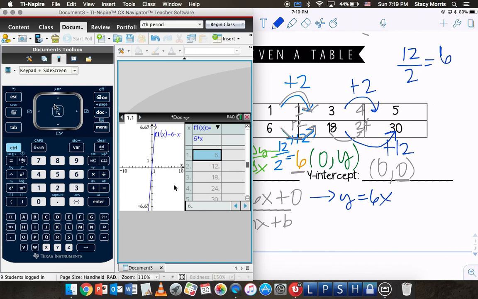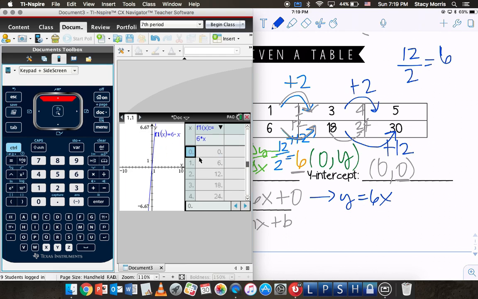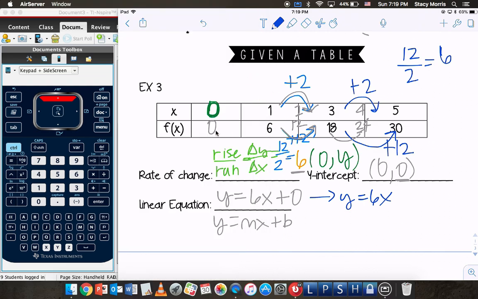The most important part, though, is going to be the 0. So to get to 0, I'm going to go to the x side and push up. So it's 0. There it is, 0, 0. So that's really important that that matches what I decided on my table. Okay.